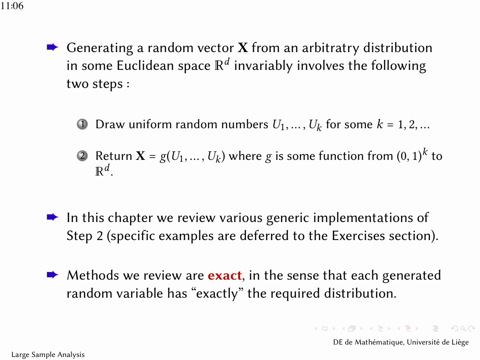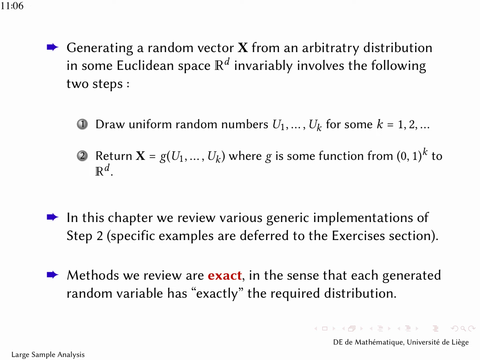First, we will need to draw uniform random numbers, which we discussed in chapter 1, so we have seen methods to draw or to create random uniform numbers. And then we have to apply a function g on those uniform random numbers in order to obtain the random vector x that comes from the wanted distribution. In this chapter, we will review a number of various generic implementations of the second step. Specific examples are held for the exercises.